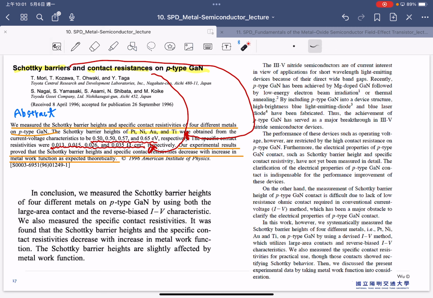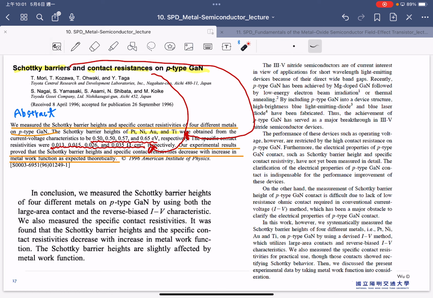In the beginning, he just said that we do the measurement of Schottky barrier height and contact resistance with different metals, and this is a result, and this is a result. And then he makes a conclusion that yes, our Schottky barrier height and the ohmic contact resistance decrease with increased metal work function.